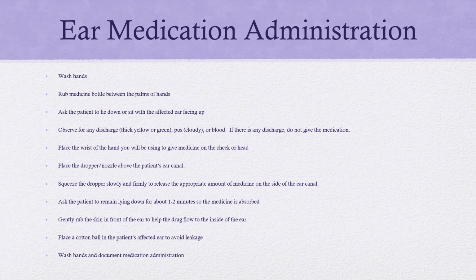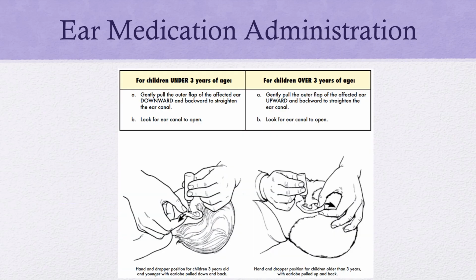So this slide just gives you the steps on ear medication administration. I will let you guys read that slide yourself. And then when we're thinking about medication administration in those ears, pull the ear up with patients greater than 3 and down in those that are under 3. So that just straightens out the canal. If you grab the middle of their ear, if you go up, they're greater than 3. If you go down, they are less than 3. And again, it's just straightening that canal so those drops can get where they need to go.